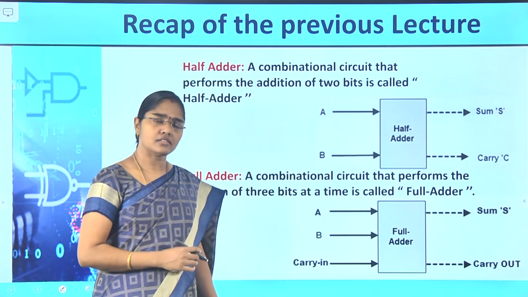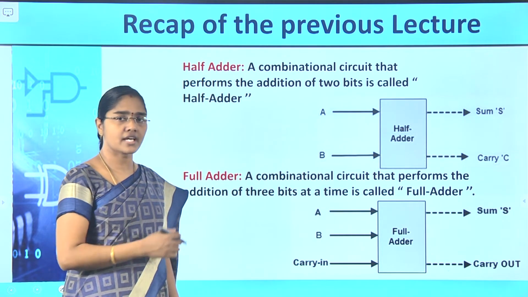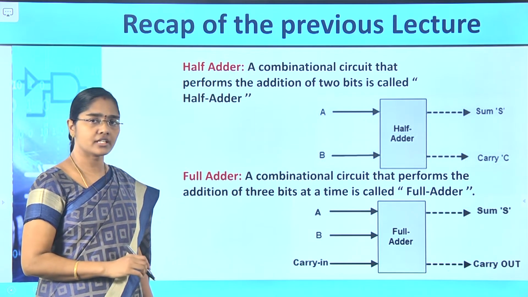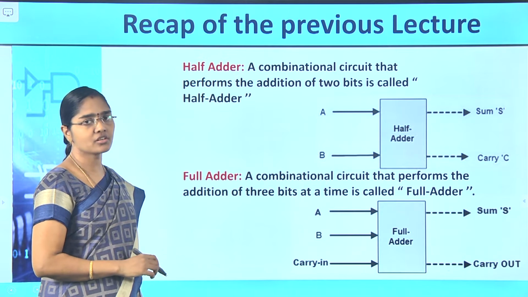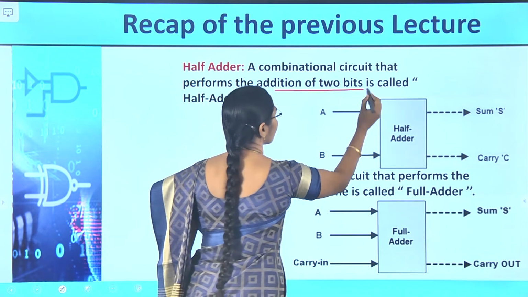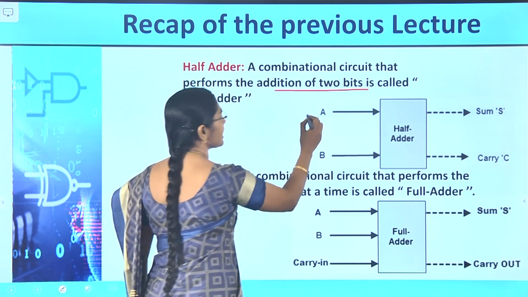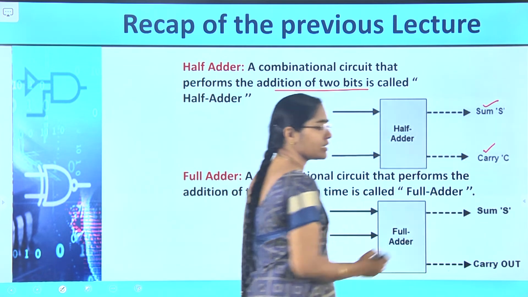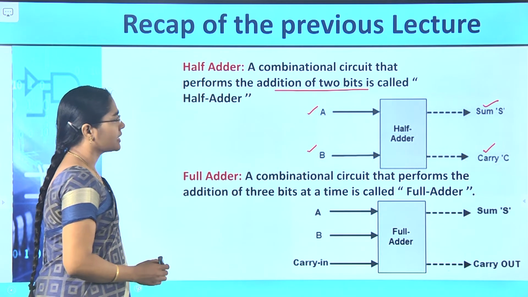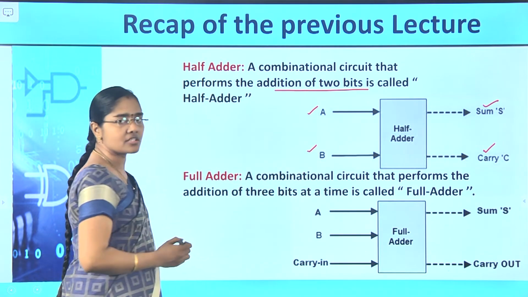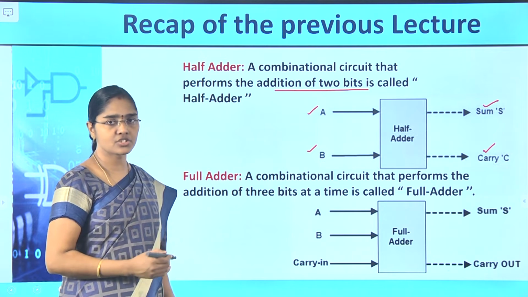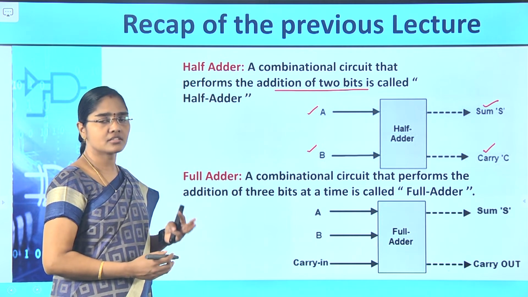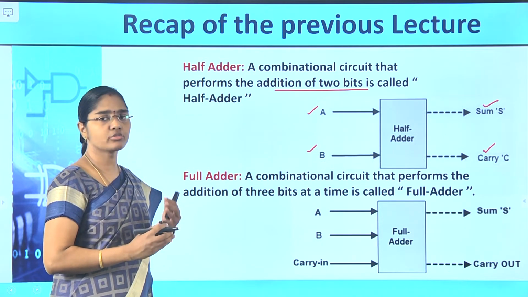And in the last lecture we have seen adders. Just for the recap, I am giving the definitions again: half adder and full adder. A half adder is a combinational logic circuit which is used for the addition of two single bits. Those two single bits we have taken as A and B, and the half adder produces outputs as sum and carry, and those two are also single bits. The limitation of the half adder is that it does not take the previous carry for the addition from the previous stage.